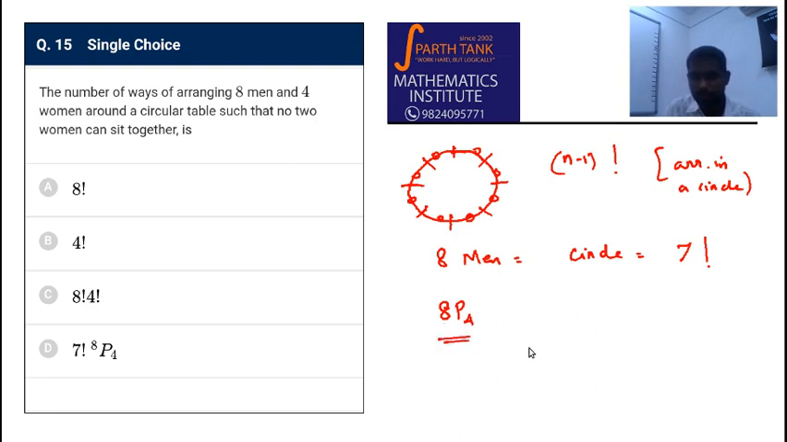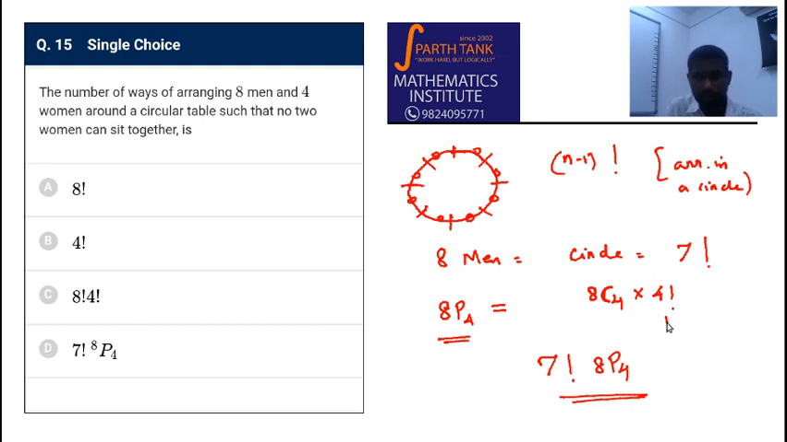So the total is 7 factorial times 8P4. This is the number of ways of arranging men, this is the number of ways of arranging the women. Alright. If you want to think about this a little more explicitly, you think of it like this. From the 8 places, you choose 4 places, that would be 8C4, selections, choosing. And in each of these 8C4 places, you can arrange the women in 4 factorial ways.